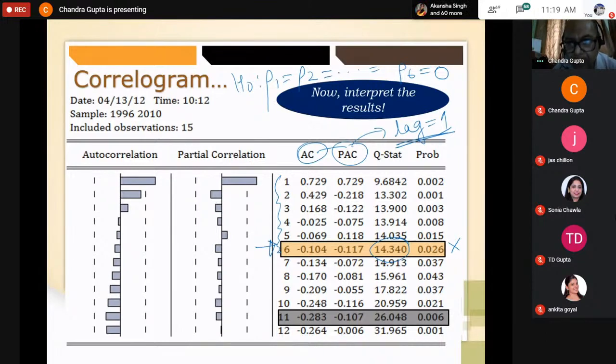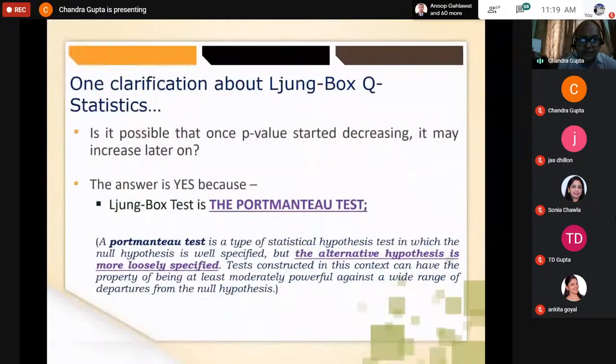Okay. And similarly, you can interpret it. Some clarification about Ljung-Box Q statistics.